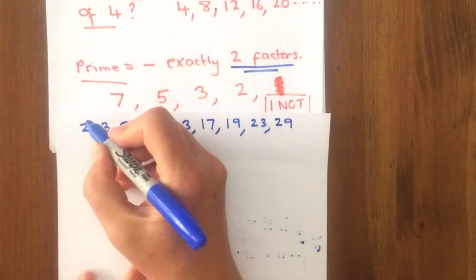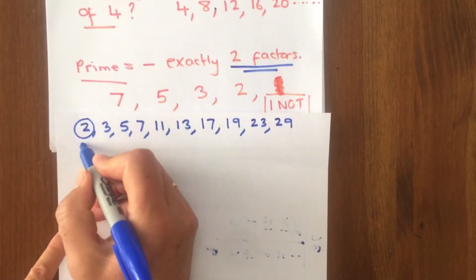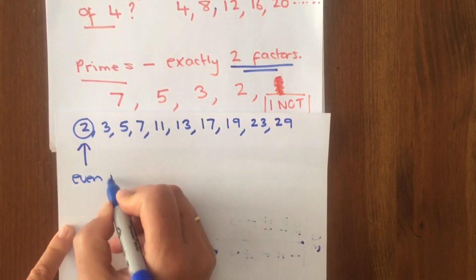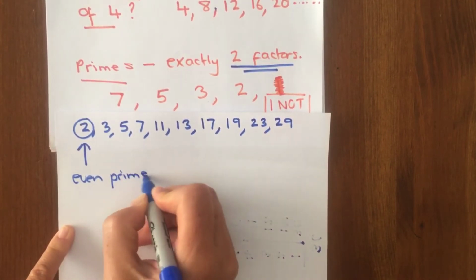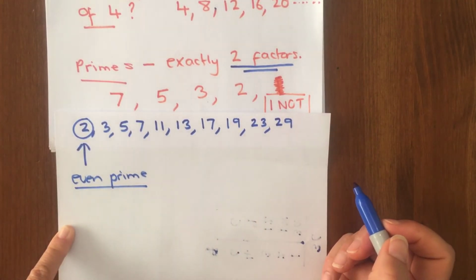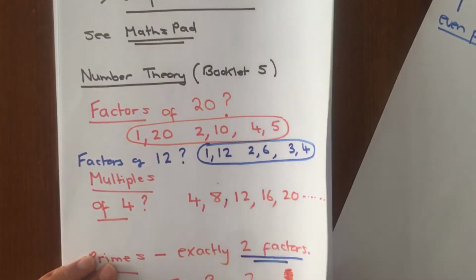Okay, now you can see 2 is a special prime number. Why is that special? It's the only even prime number that you can have. All the other even numbers will divide by 2. Okay, so we've done 3 words there. Right, what else was in booklet 5?